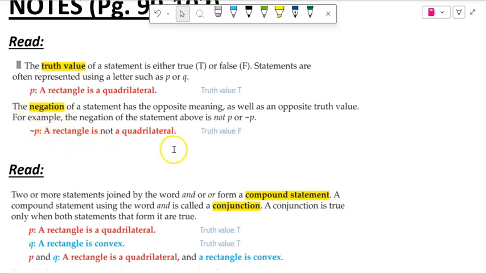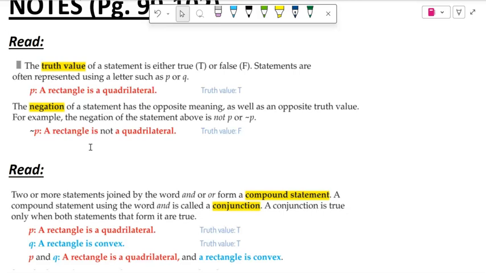The negation of a statement has the opposite meaning as well as an opposite truth value. For example, the negation of a statement above is not P, or squiggly line P. Go ahead and read the negation for me. A rectangle is not a quadrilateral.